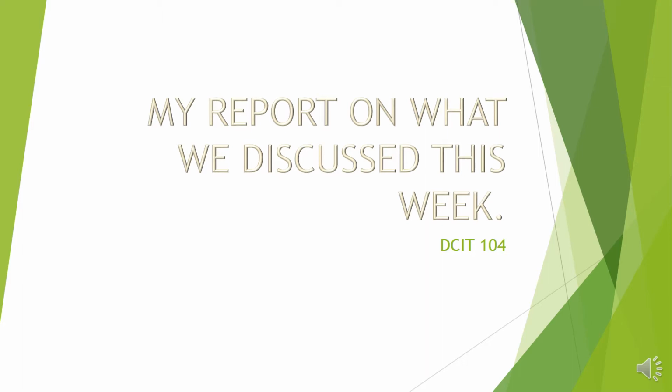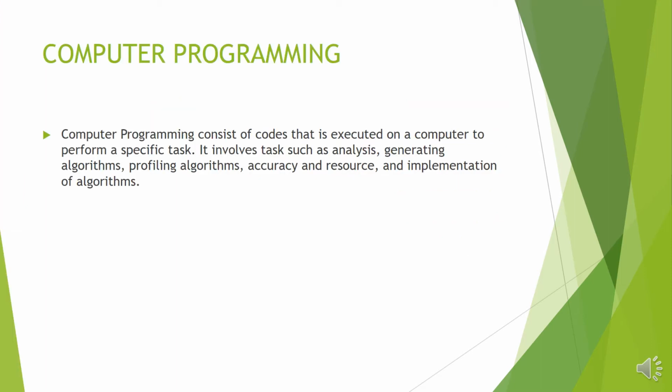Let's begin with computer programming. What is computer programming? Computer programming consists of codes that are executed on a computer to perform a specific task. It involves tasks such as analysis, implementation of algorithms, generating algorithms, profiling algorithms, and so on. Algorithm simply means a sequence. It's something like a sequence, and these codes execute them.